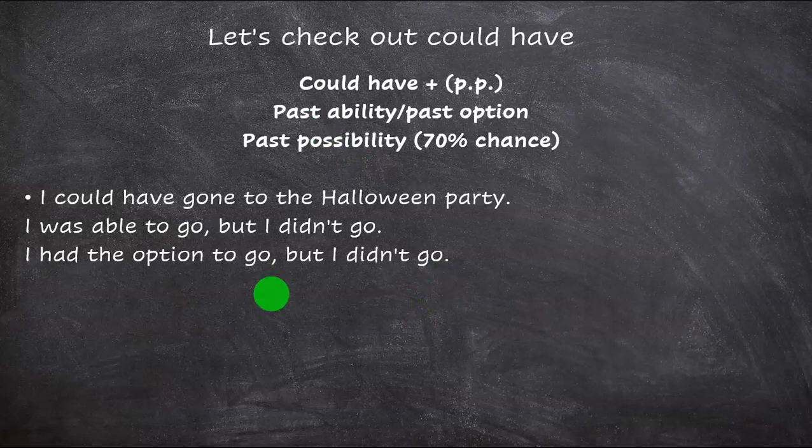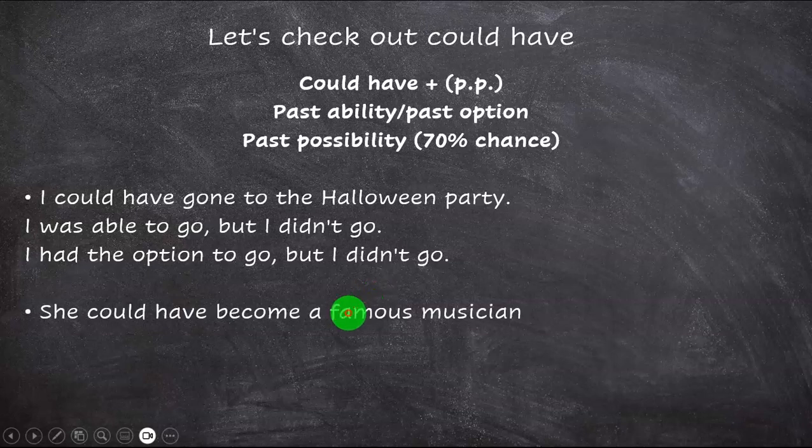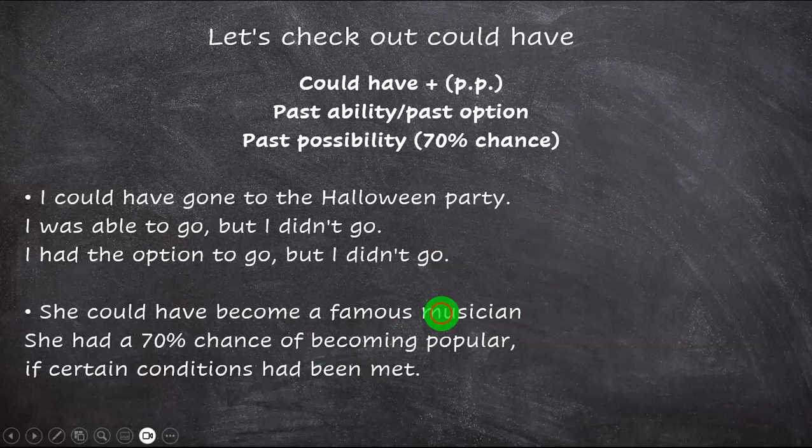Okay, past ability, past option, right? Once again, I could have gone to the Halloween party. There was nothing stopping me. Maybe I was lazy, maybe I didn't want to go. Okay, but there was nothing stopping me. Second example, she could have become a famous musician. She could have become a famous musician, a 70% chance.